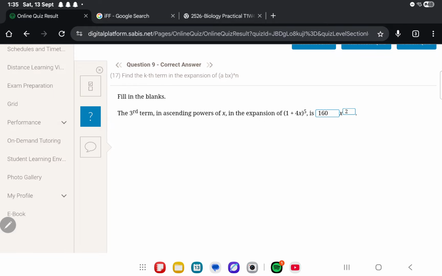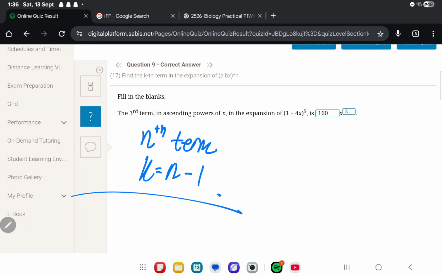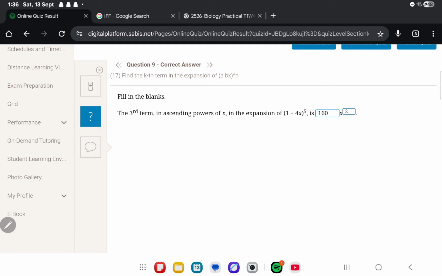The third term. Whenever they tell you the third term, that means k is going to equal 2. As a general rule, for the nth term, k in our expansion is going to be n minus 1. This is a rule. Memorize it. So here they want the third term. That means k is going to equal 2.